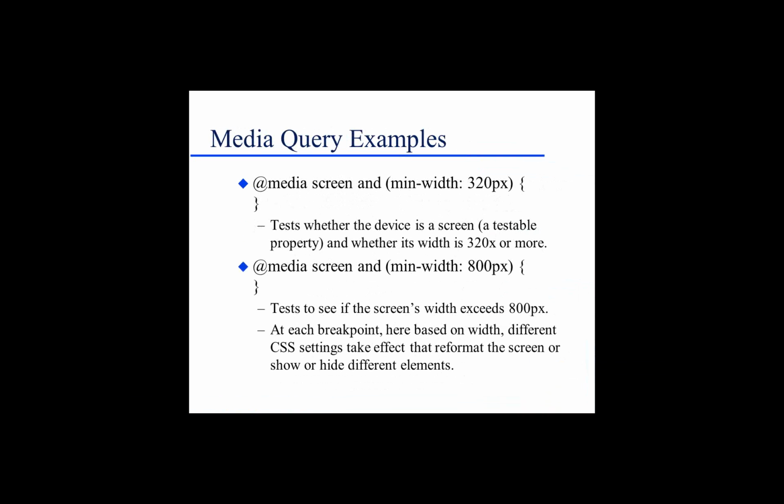Here are some examples of a media query. At media is the main control, and then screen: is this a screen? And the first one says, is it wider than 320 pixels? The second one also says, is this a screen? And does the screen's width exceed 800 pixels? So the first one you might use for, say, a smartphone. The second one you might use, say, for a tablet.